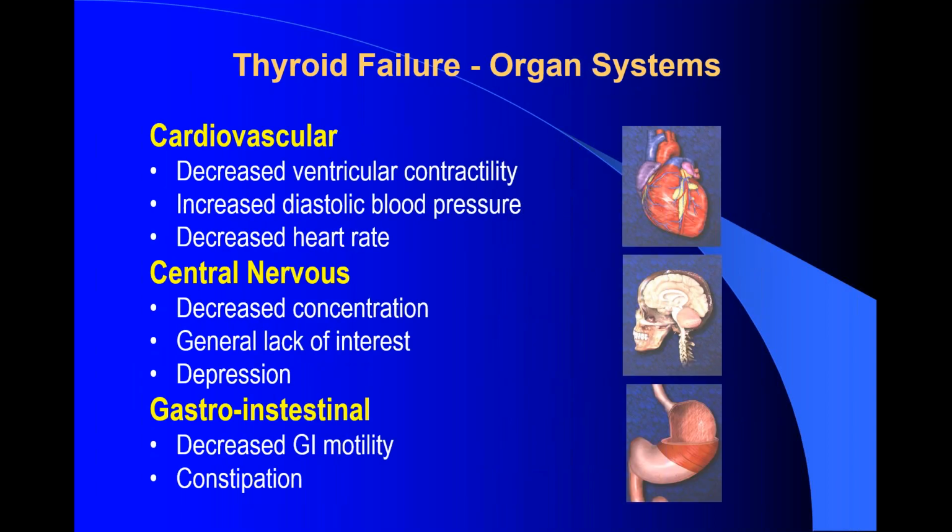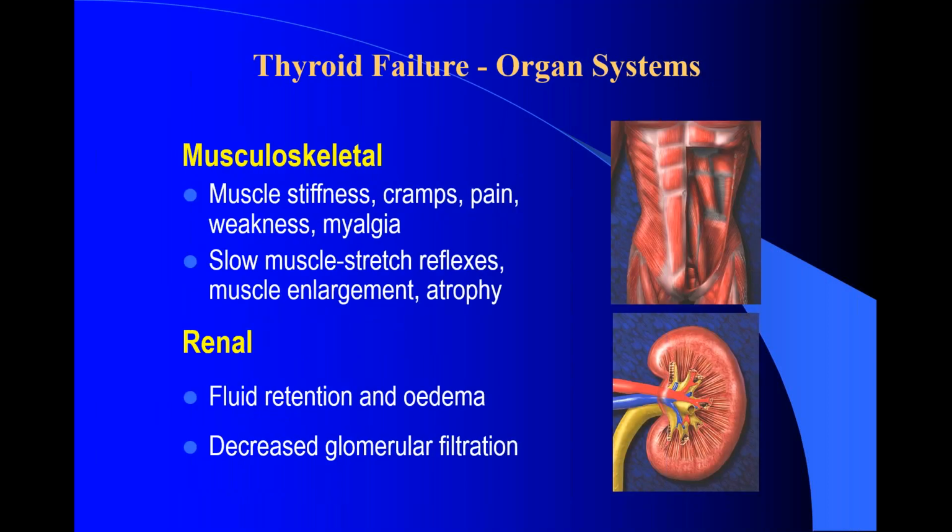So just to describe system-wise, when hypothyroid is there, in the cardiovascular manifestations, there is decreased ventricular contractility and increased diastolic pressure. In hyperthyroidism, you will see there is increased systolic pressure. There is decreased heart rate, that is bradycardia. Then in the central nervous system, you will have decreased concentration, general lack of interest, or the patient can have depression. In the gastrointestinal system, we have decreased GI motility and constipation. Constipation is also very common in hypothyroid.